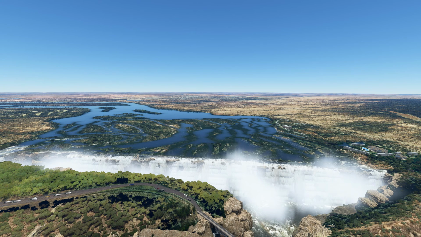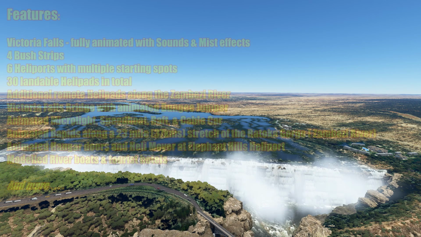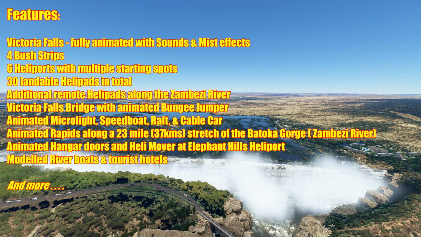JEPPESON2001 says its scenery pack is perfect for bush flyers and helicopter pilots alike. It includes dirt strips and heliports based on real-life data, none of which are included in the default version of Flight Sim 2020. So here we go, the features then. Victoria Falls, animated with sounds and mist effects, and you can see the mist and you can hear the roar of the falls.